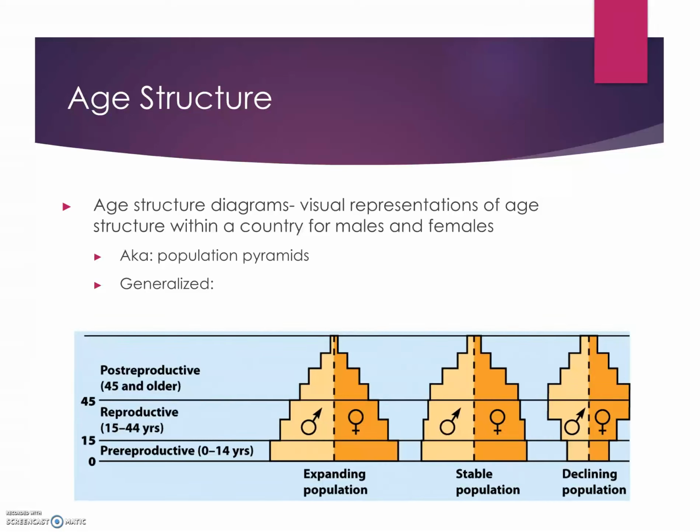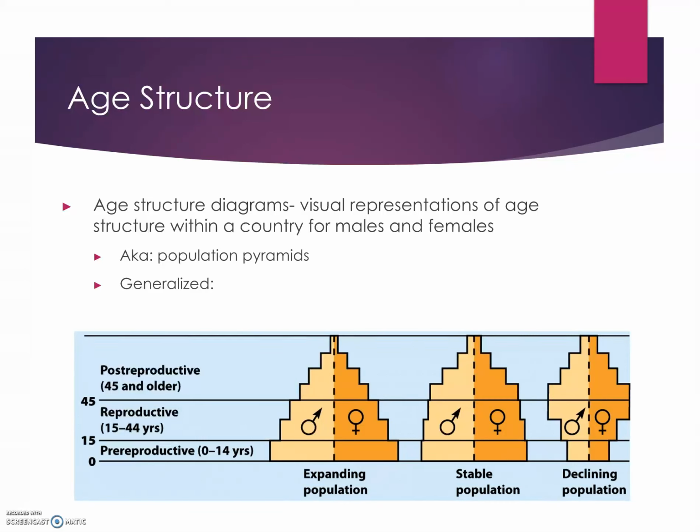So we're going to finish off Chapter 7 by looking at age structure diagrams. An age structure diagram is a visual representation of age structure within a country for males and females. You have to be able to read them similarly to how you had to read chromatograms. So we need to be able to look at these and understand what's going on.